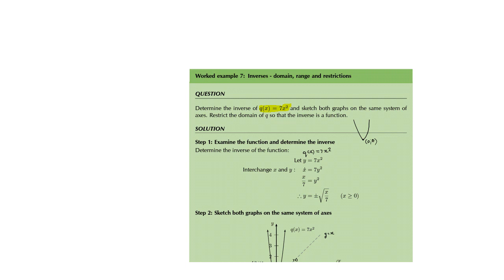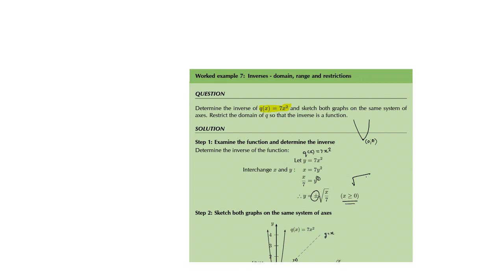You're going to say let that be y is equal to 7x squared, so that you can swap your x and y around. Where you originally had a y, you're going to write x. Where you originally had an x, you're going to write y. Then we're going to have x over 7 is equal to y squared. Taking the square root of both sides, because this is an even power, we're going to get plus or minus the square root of x over 7. Then we also have to put this restriction that x has to be greater than 0.